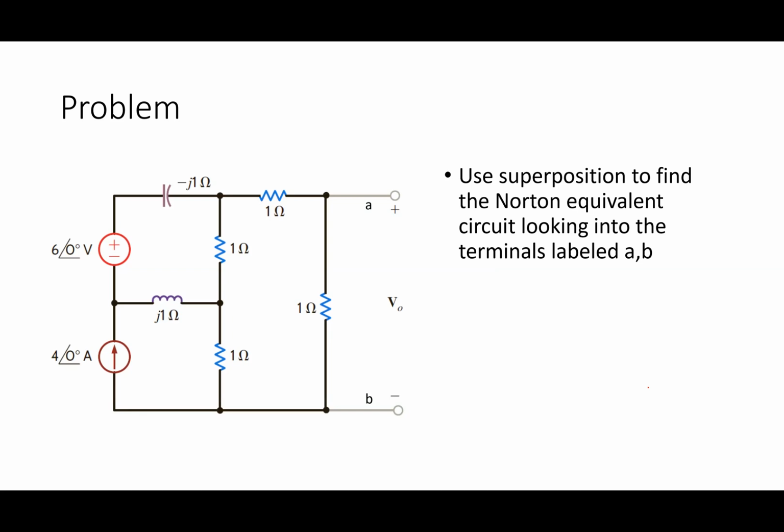What I'm going to do now is use superposition. I want to get a Norton equivalent circuit looking into the terminals here. And what do I mean when I say Norton equivalent circuit? Well, it's a Thevenin equivalent circuit with a source transformation, right? So what would it look like?